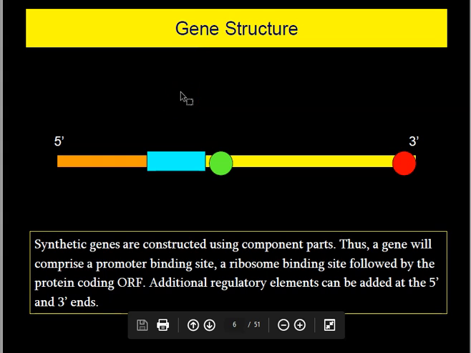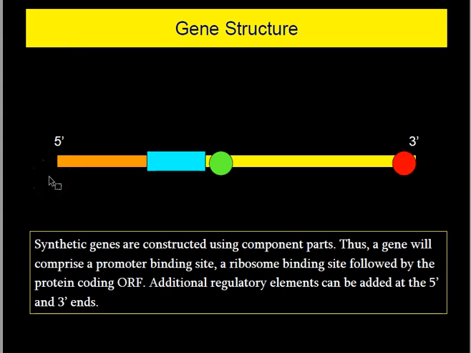To begin with, you have to understand the structure of a gene. So this is a schematic representation of a gene. Now in this case, you have the 5' and the 3' end, and then you have specific parts. The gene comprises a promoter binding site, a ribosome binding site, and you have the protein coding region. So if you look at this, you have a ribosome binding site here. You have the start and stop codons, and then you have the gene of interest itself, which is the open reading frame.